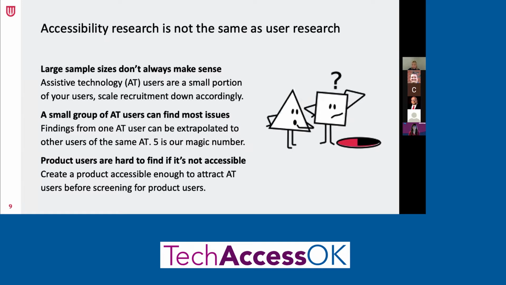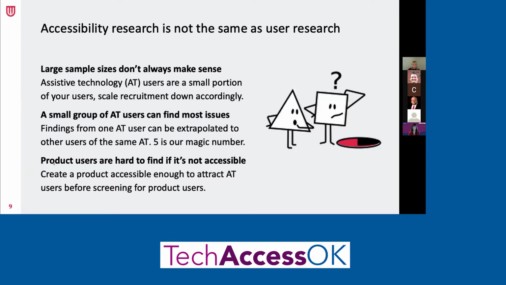At Fable, we classify things into 3 groups of assistive technology users: screen reader users, screen magnification users, and alternative navigation users. Usually a representation of 5 is a great number to get a lot of the findings that you need, and then always you can follow up after that.